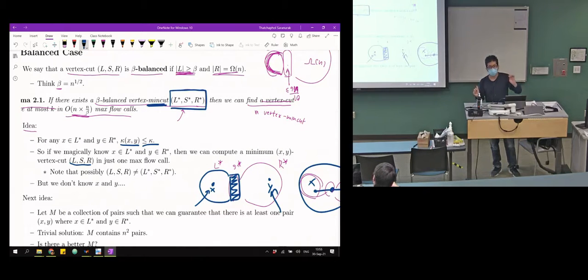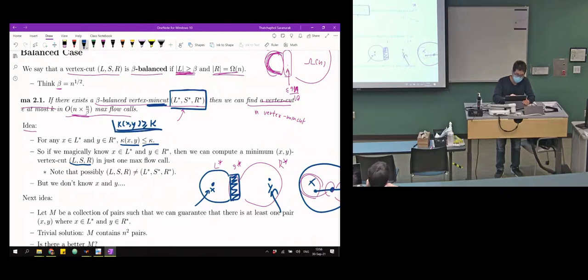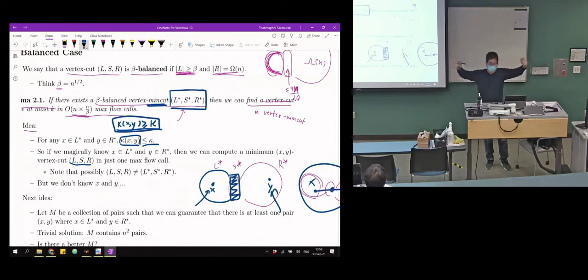Kappa is the size of the minimum cut, right? So if you don't know anything about X and Y, it will be at least kappa. So this direction is trivial. This direction is by definition. But if it turns out that this is true for every pair XY, or if X and Y are on different sides, then you would have the other direction too.